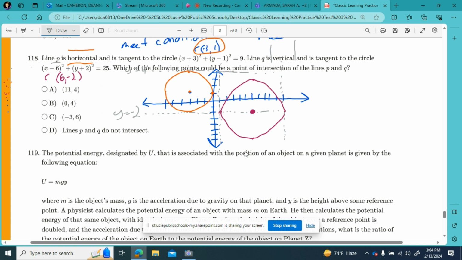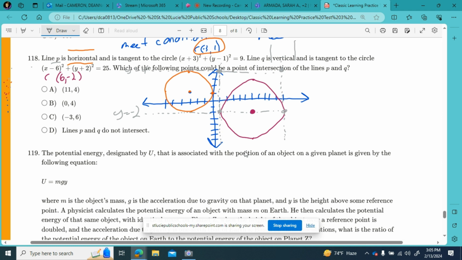So these two lines intersect here, here, here, and here, where P is my y value, Q is my x value. Okay. Which of the following points could be a point of intersection of lines P and Q? So it could be any of these. I don't have any where x is 1.